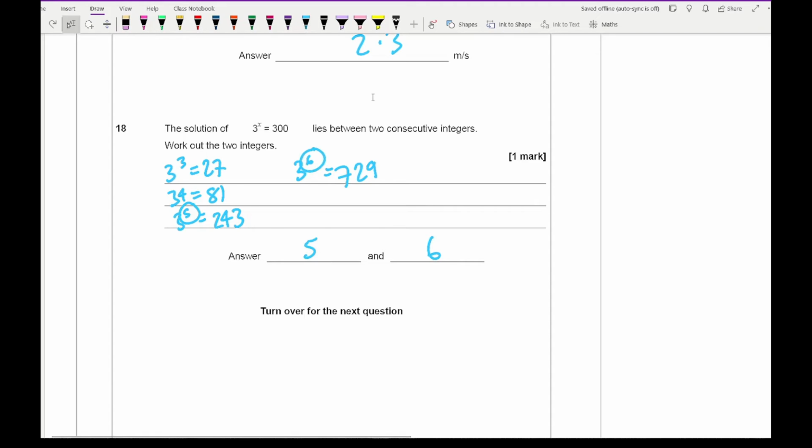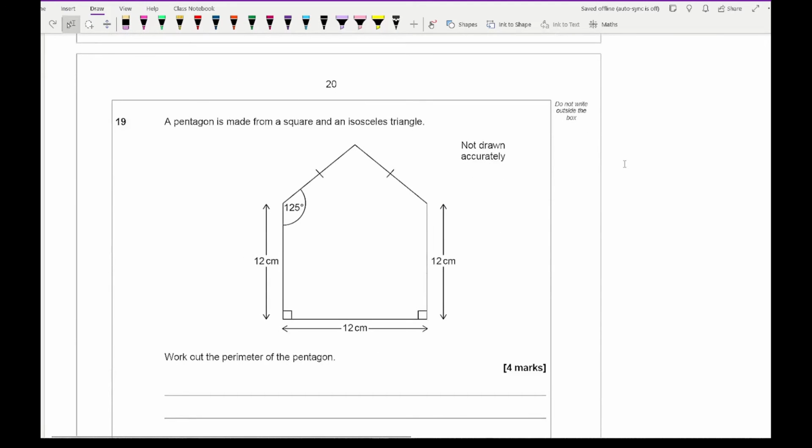Then moving on to question 19, it says that a pentagon is made from a square and an isosceles triangle, and the question says work out the perimeter of the pentagon. So what I need to do is work out what this length here is. Now if you look closely, you will see that that is a right angle triangle, and this is what I'm trying to find. So if I take that right angle triangle out, I can see that this base is going to be 6 because it's half. This angle here is 90 degrees, so this angle here is going to be 125 minus 90, which is 35, and this is the length that I'm wanting.